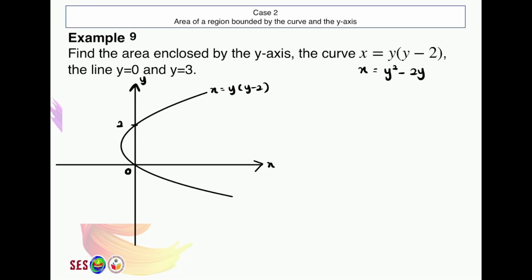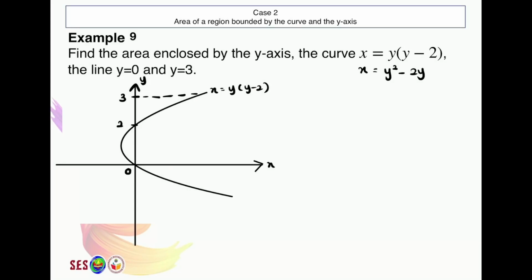So the question says that the area is enclosed by the y-axis, so we have a y-axis here, the curve, which we have already drawn, and the lines y equals 0 and y equals 3. So now we should draw the line y equals 0, which is the x-axis, and also y equals 3, which is somewhere over here. So we can draw 3.